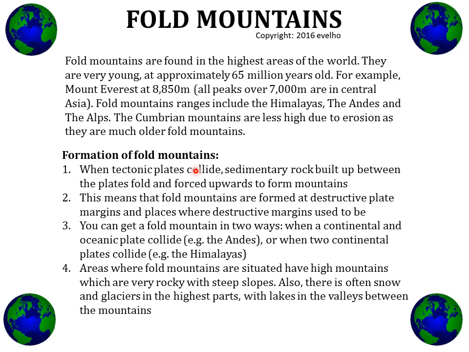So, how are fold mountains formed? Well, when the tectonic plates collide, sedimentary rock built up between the plates folds and is forced upwards to form mountains. This means that fold mountains are formed at destructive plate margins and places where destructive margins used to be. You can get a fold mountain in two ways: when a continental and oceanic plate collide, such as in the Andes, or when two continental plates collide, such as in the Himalayas.